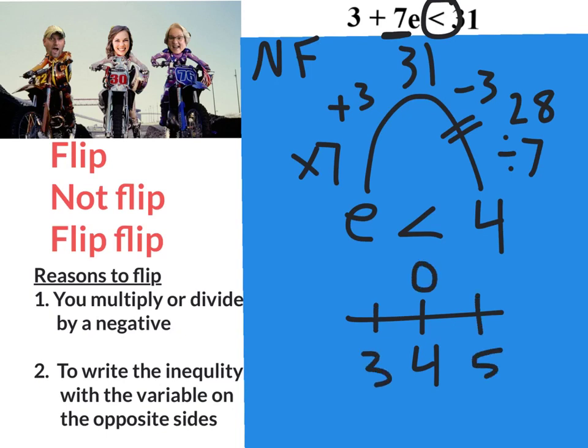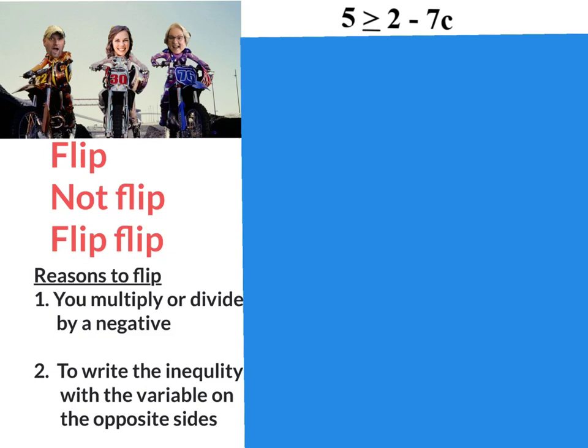This time it's not filled in because there's no underline on it, so 4 doesn't actually work. 4 is where we kind of make a break and say everything on one side or the other of 4 works. Everything to the left of 4 works, but 4 actually doesn't work because e needs to be less than 4. Let's analyze this problem.